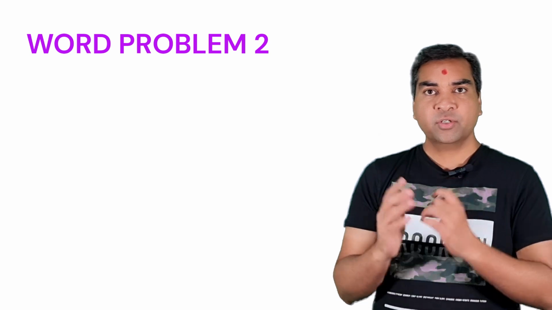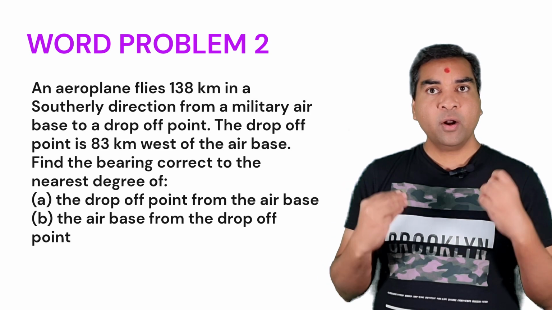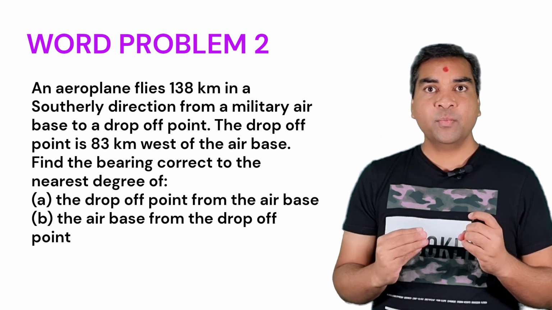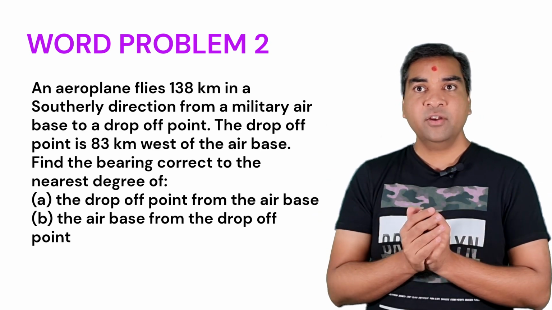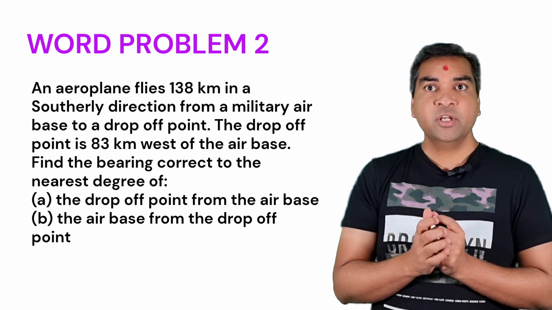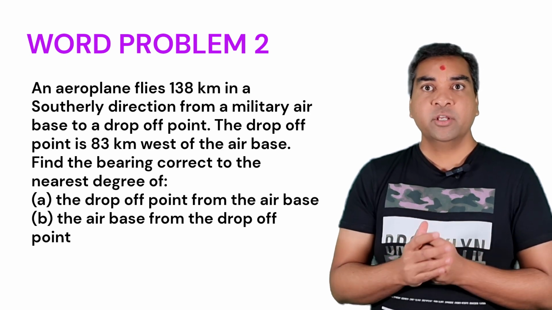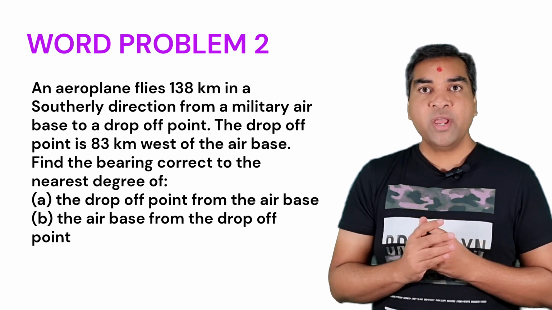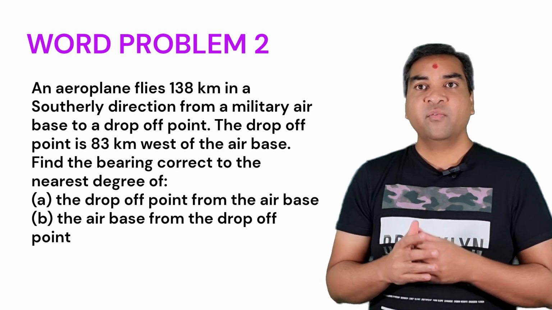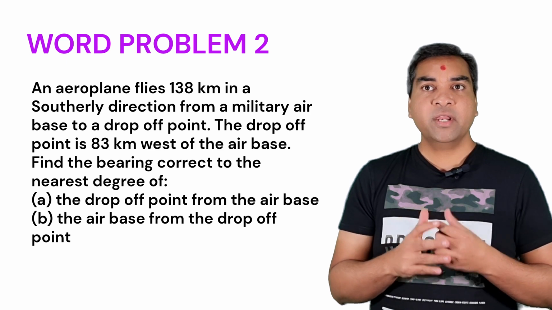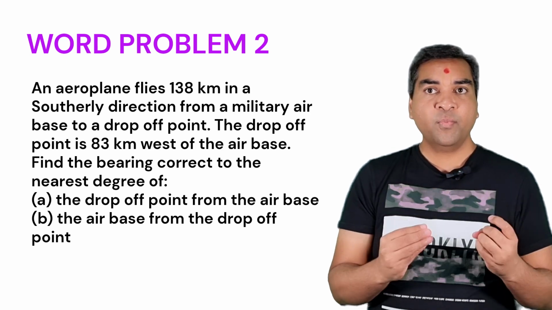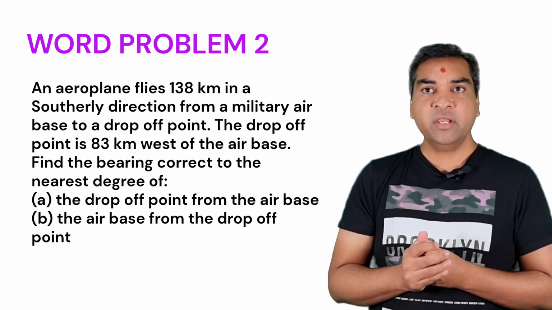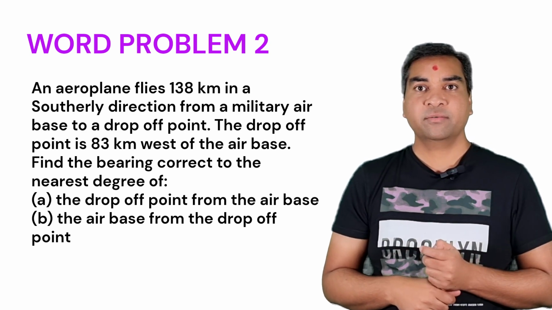So the second question is: an aeroplane flies 138 kilometers in a southerly direction from a military airbase to a drop-off point. The drop-off point is 83 kilometers west of the airbase. Then find the bearing, correct to the nearest degree, of the drop-off point from the airbase, and find the bearing of the airbase from the drop-off point.